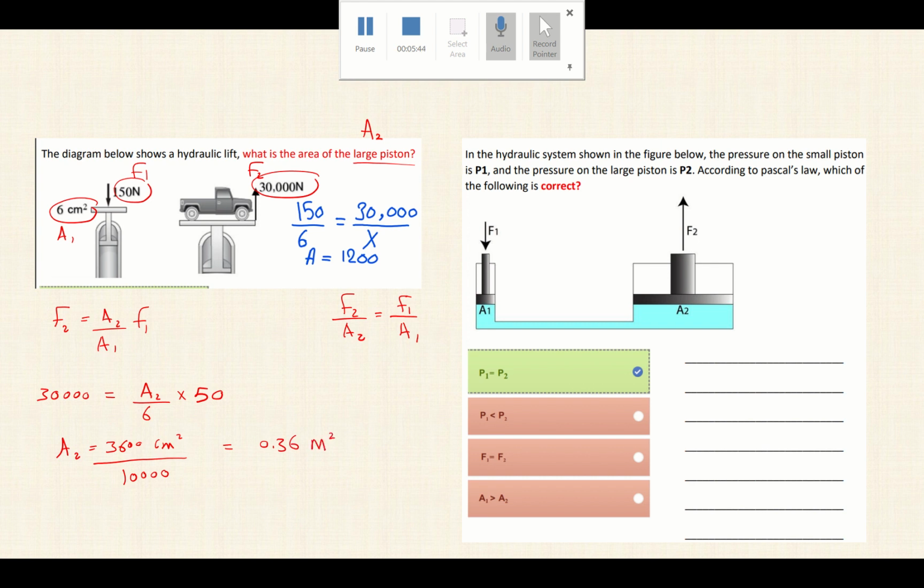In the hydraulic system shown in the figure, the pressure on the smaller piston is P1 and the pressure on the larger piston is P2. According to Pascal, which of the following is correct? Well, the pressure travels undiminished, so P1 is equal to P2.